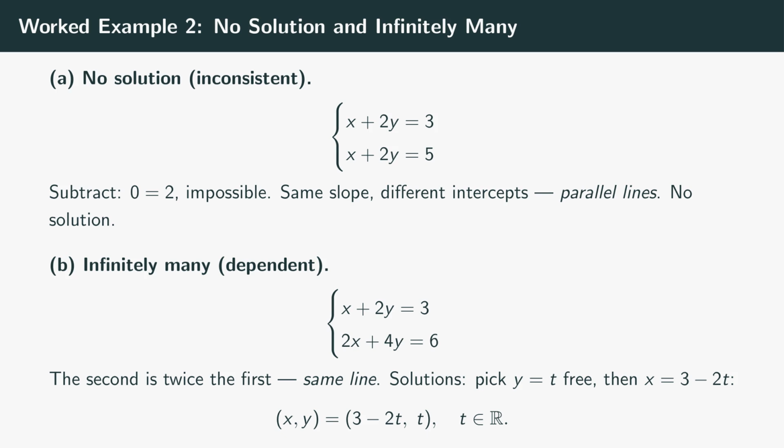Geometrically, these are 2 lines with the same slope but different intercepts, parallel, never meeting. This is an inconsistent system.